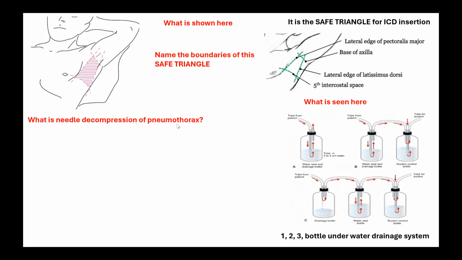What is needle decompression of pneumothorax? It is done to relieve the immediate problem. It's an emergency procedure. When there is a tension pneumothorax and you don't have access to an ICD drain or all these bottles, to save the life of the patient, you have to do it as an emergency life-saving procedure. It's an emergency life-saving step for treating tension pneumothorax.